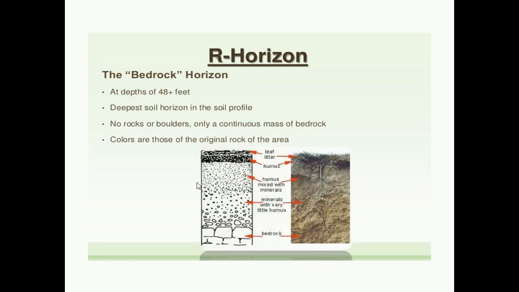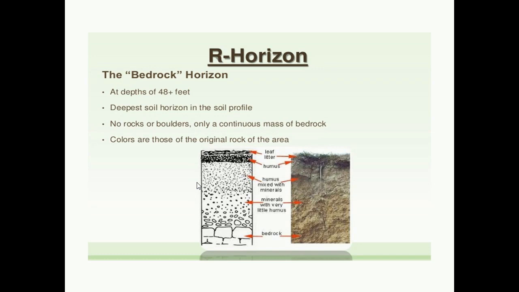Next one, we can observe the R horizon. The bedrock horizon is the R horizon, at depths of 48 plus feet. It is the deepest soil horizon in the soil profile. There are no rocks or boulders, only a continuous mass of bedrock. Colors are those of the original rock of the area.